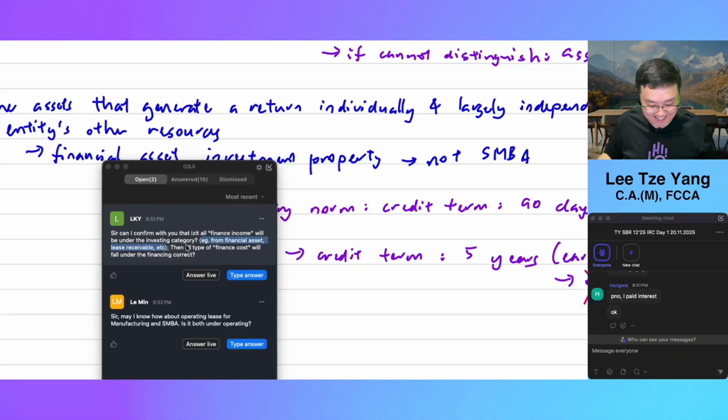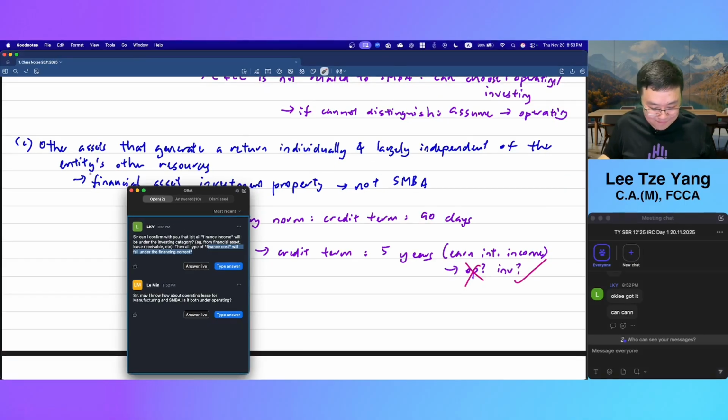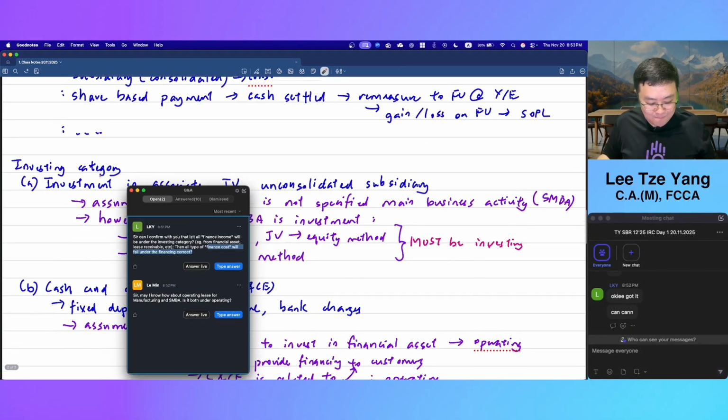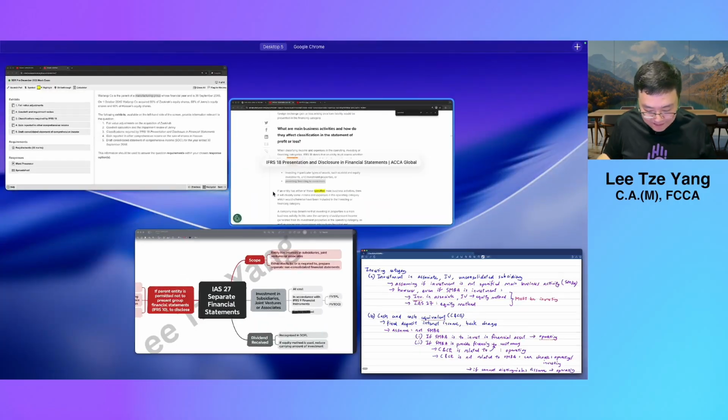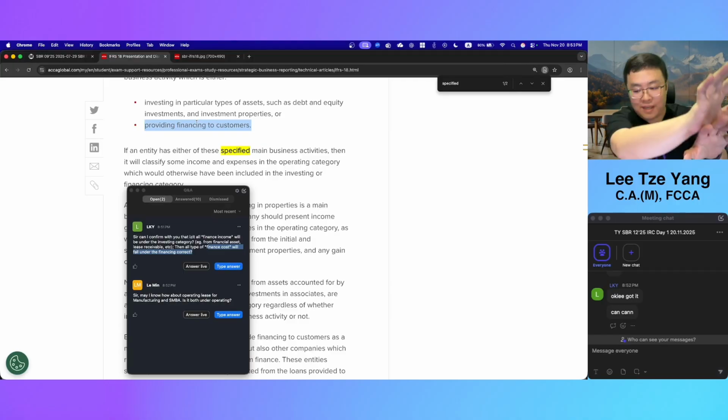Okay, so then another one. If the financial asset and lease is your SMBA operating, so not when you say all, not necessary. I have to see SMBA. Finance cost, is it all under financing? Not necessary also. For example, let's say if my SMBA is provide financing, then I borrow money to give you money.